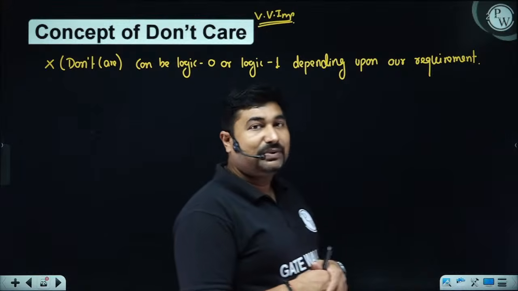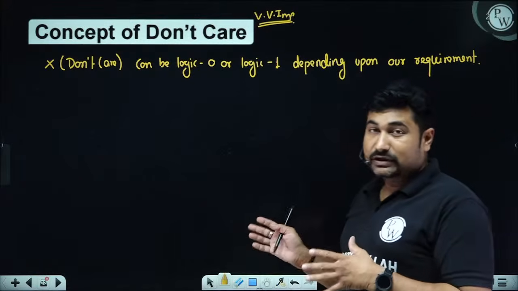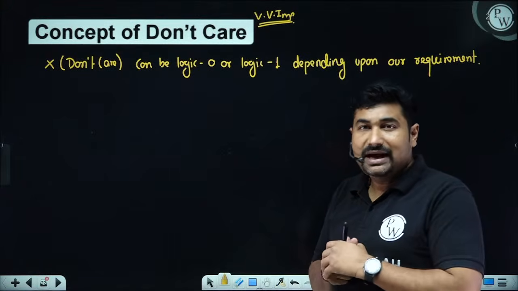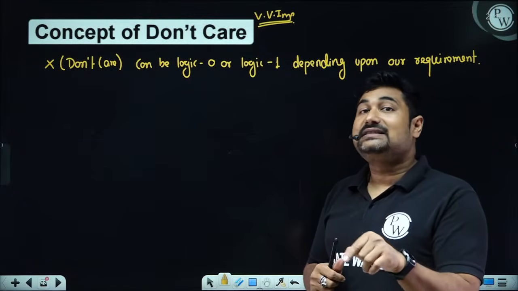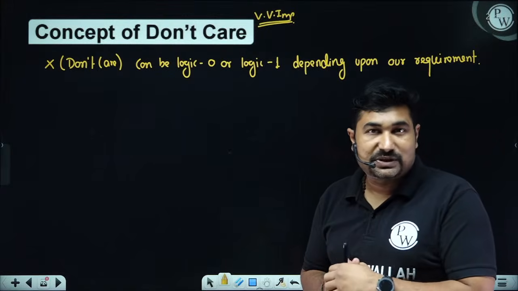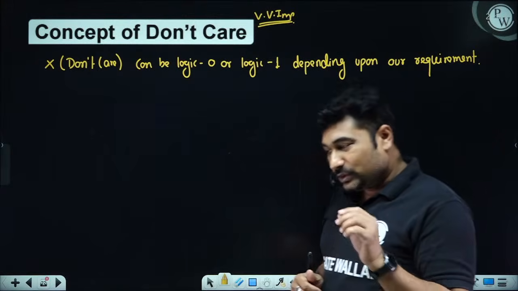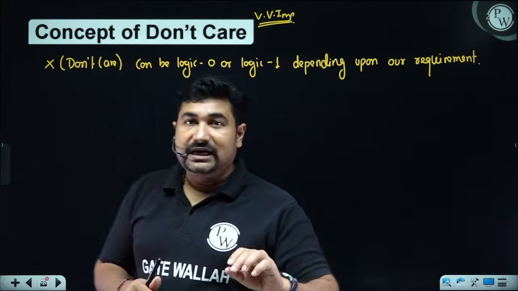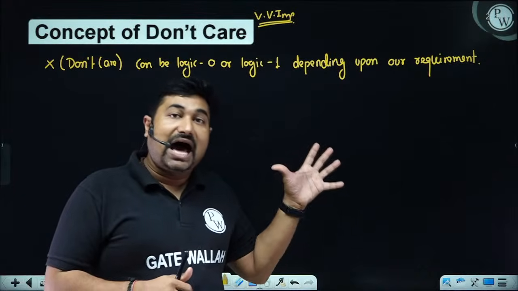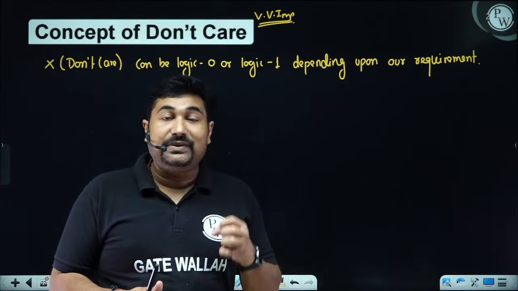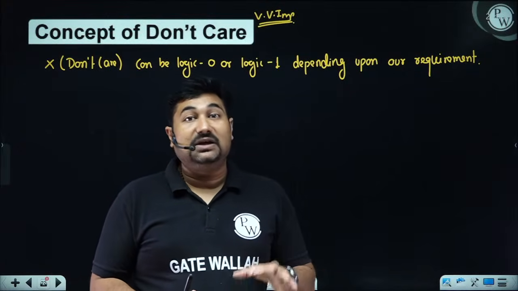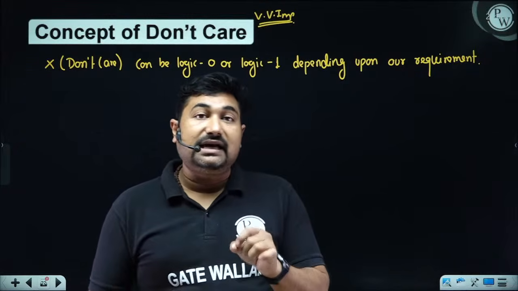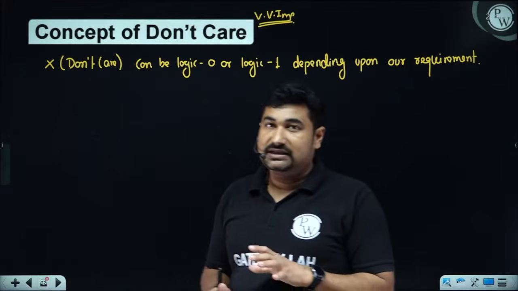In K-map, the logic of don't care must be selected such that it helps in minimizing the logical expression. Don't care may be logic 0 or 1 depending upon our requirement, but our requirement in K-map is to get the minimized expression. So we always select the logic of don't care such that it helps in minimizing the logical expression.